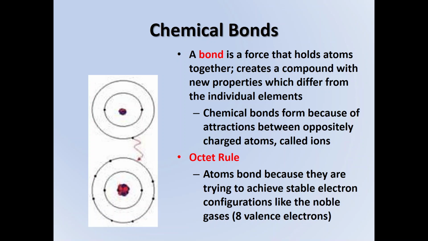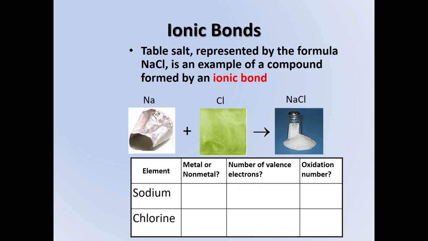So, let's look at a very common ionic bond. Table salt, NaCl. Is sodium a metal or non-metal? It's most definitely a metal. Look at it. Is it Na1? So, how many valence electrons does Na have? I don't know.